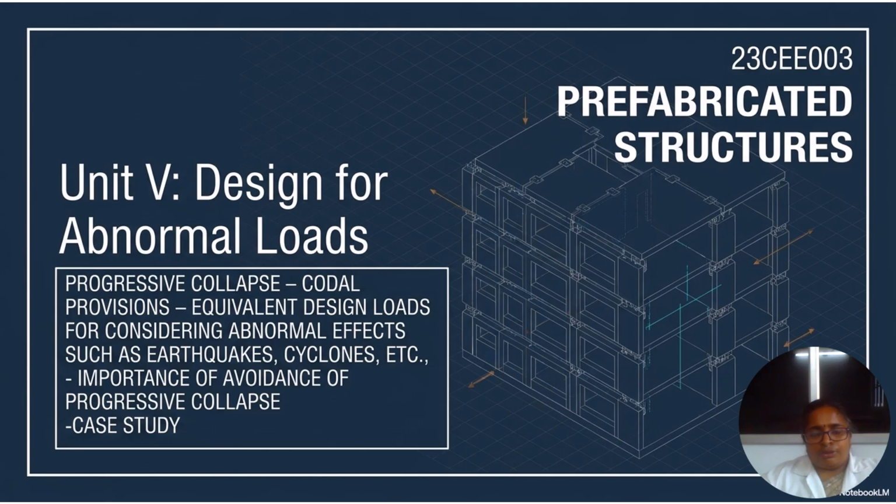Under the lecture series on prefabricated structures, now we will be seeing design for abnormal loads. The subtopics are how progressive collapse occurs, the codal provisions available for progressive collapse, equivalent design loads for considering abnormal effects, the importance of avoiding progressive collapse, and a case study relevant to progressive collapse.